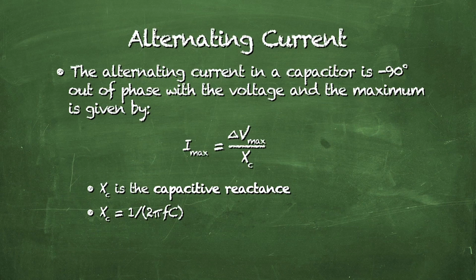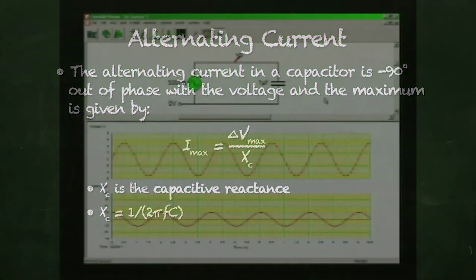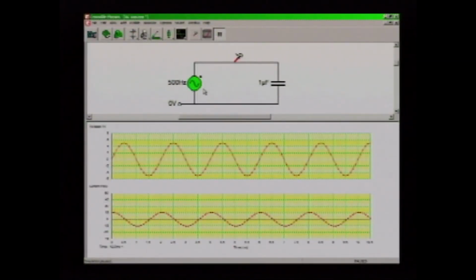Let's take a look at an example of that with our simulation. Here we have a circuit consisting of just a 5 volt, 500 hertz alternating voltage source and a capacitor, a 1 microfarad capacitor. Down here in the graph we can see the voltage. It is a sine wave. It starts from 0, goes up and down between plus 5 and minus 5. The current is 90 degrees out of phase with the voltage.